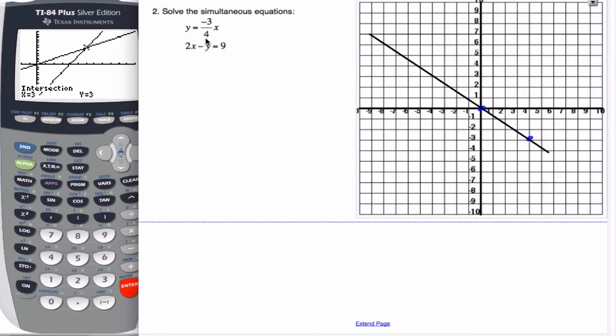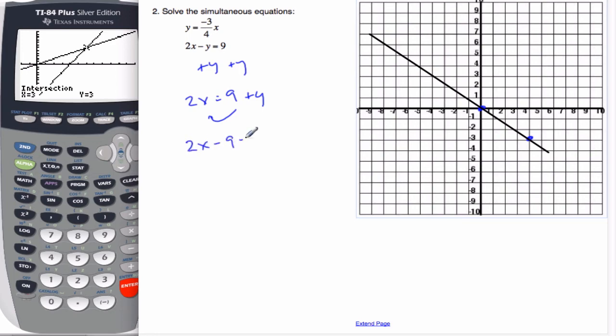Okay, now the second equation, in order for me to graph it, I have to rearrange it. I'm going to add y to both sides. So it's 2x equal to 9 plus y, and then subtract the 9. So 2x minus 9 equals y. And so my y-intercept is negative 9.